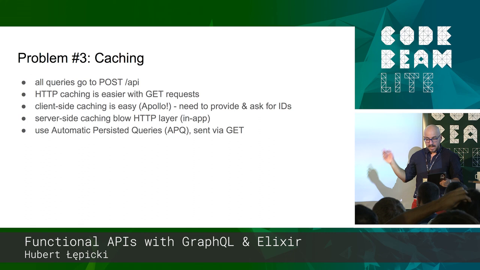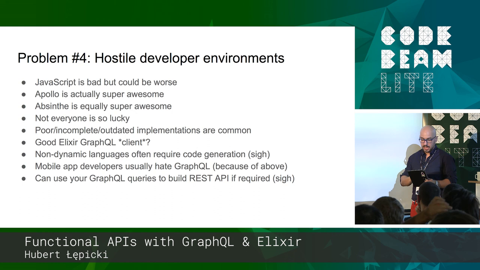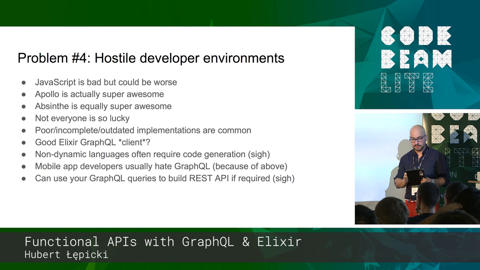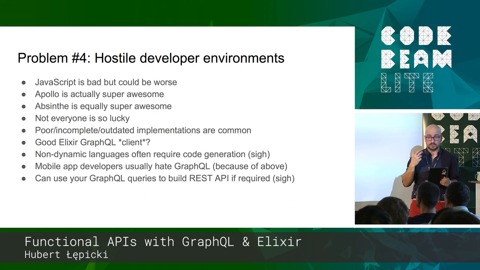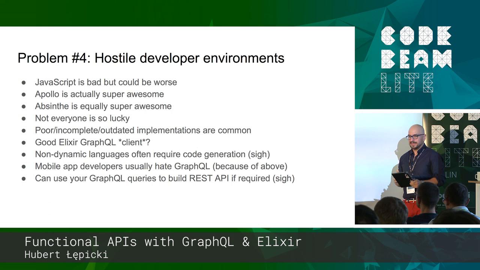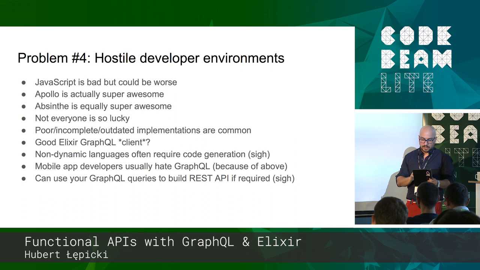Another problem I stumbled upon is hostile development environments. You know, JavaScript as a language is quite bad, but it's actually not that bad. Apollo, the library, is super awesome on top of it. It's a very good client-side library. Absinthe is, again, awesome, but not everybody's as lucky as we are, right? So there are, for example, mobile developers that in a lot of cases have to deal with poor, incomplete client-side client implementations for GraphQL, and even in Elixir, trying to find a good GraphQL client can be a tricky part.